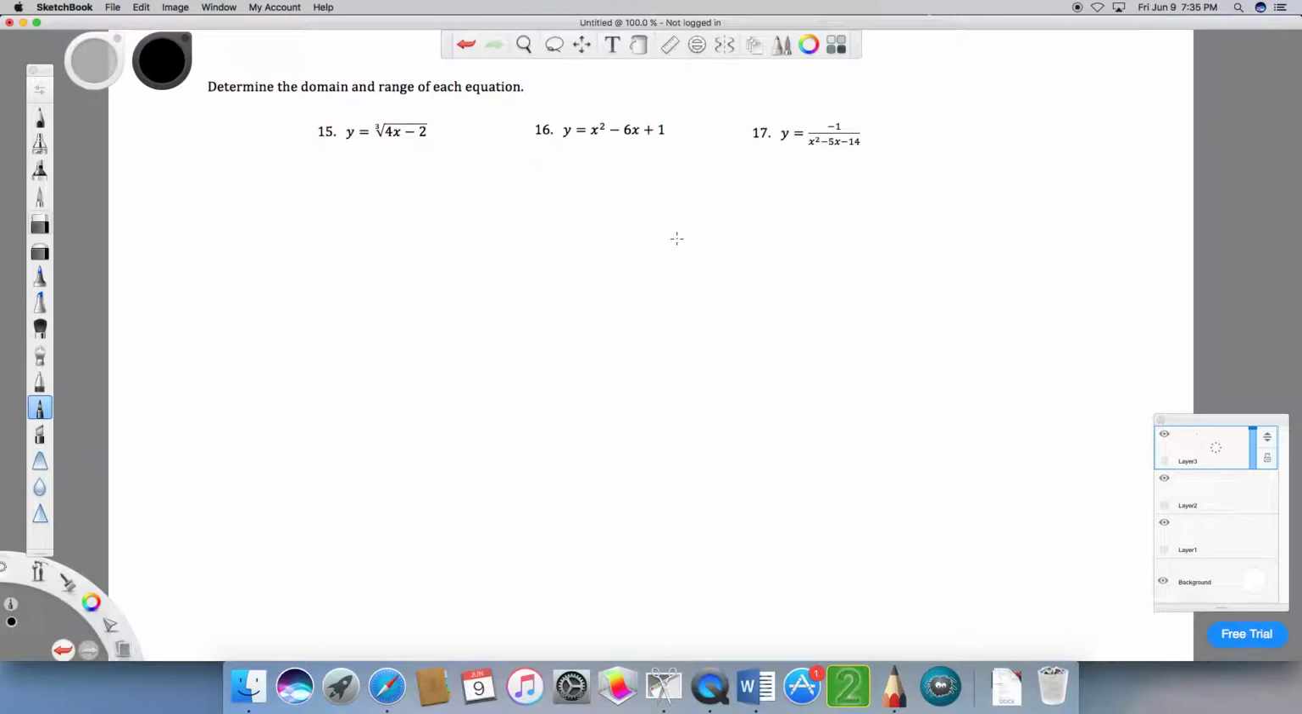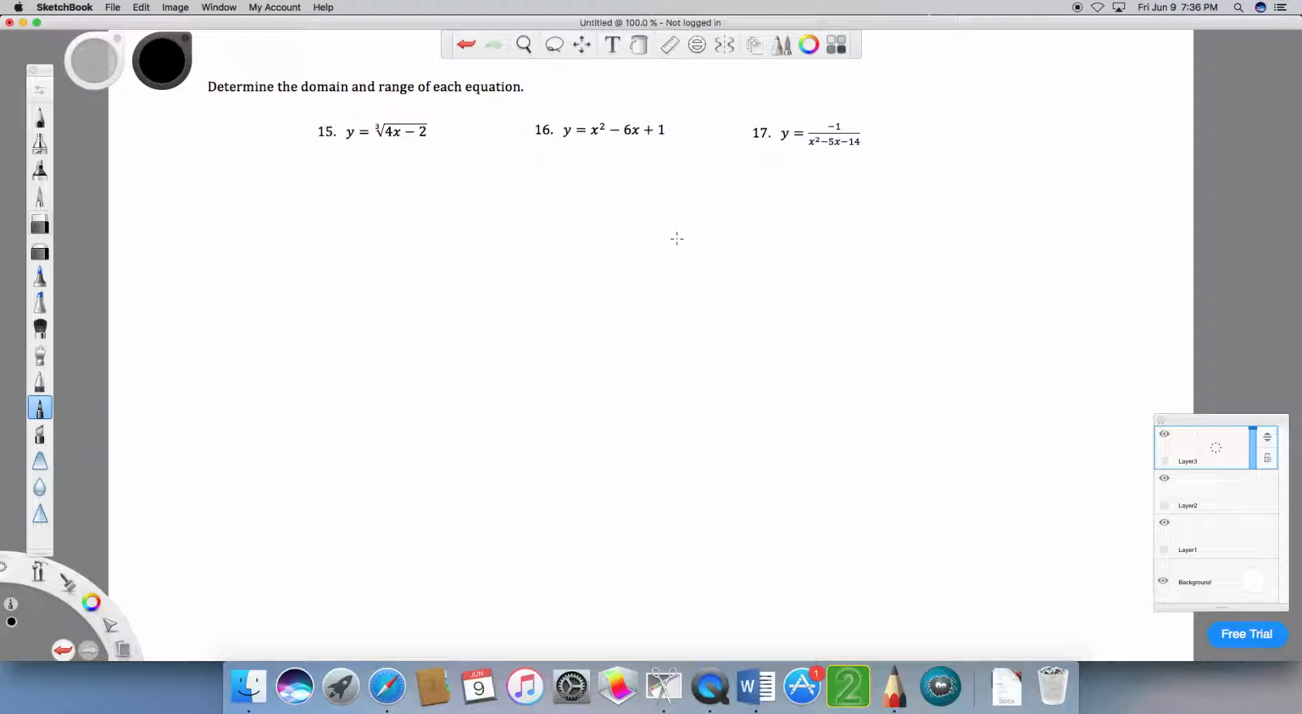Let's take a look at these three equations. They are relations, and we want to find the domain and the range of each relation. The domain is always by default the set of all real numbers, but then you have to exclude any values of x that cause division by 0 and any values of x that cause us to take the square root or even root of a negative number.